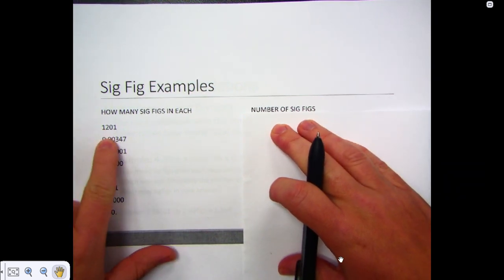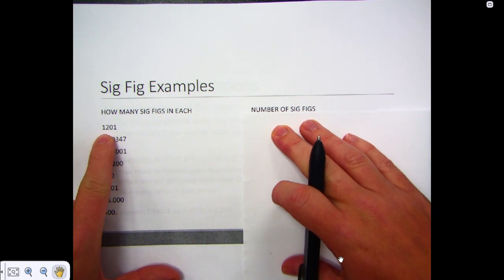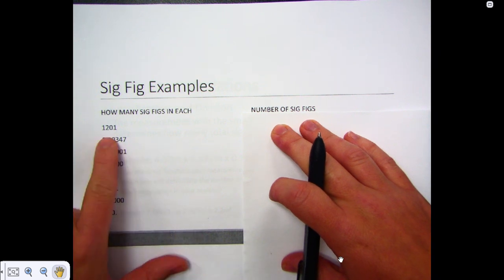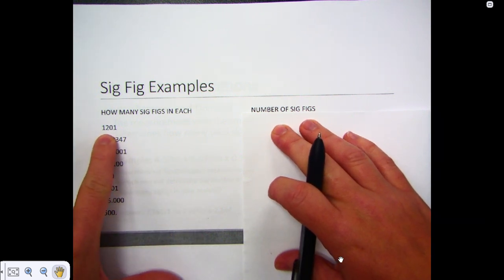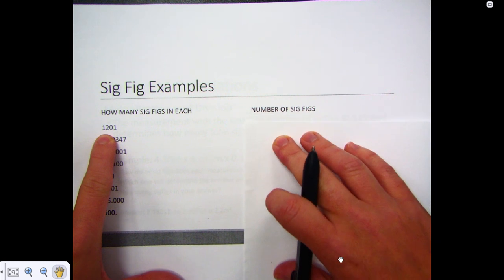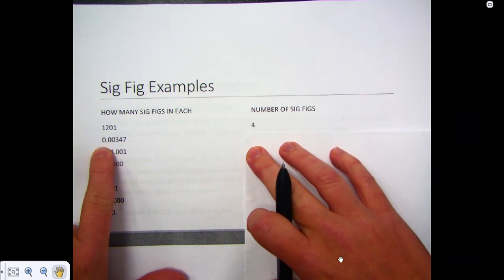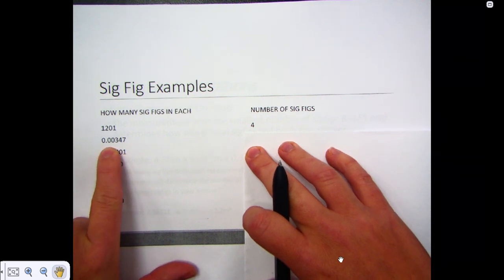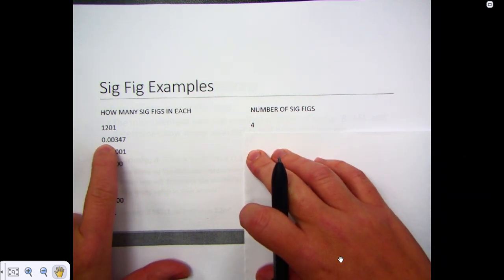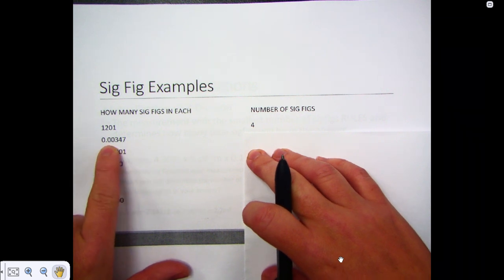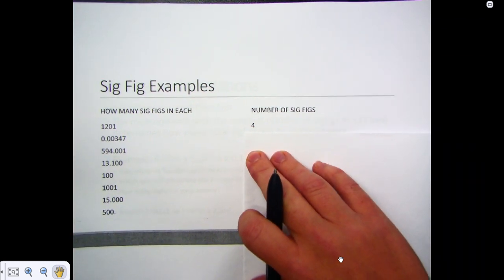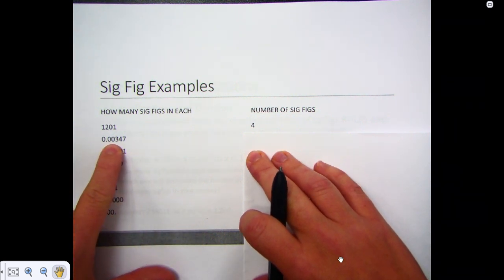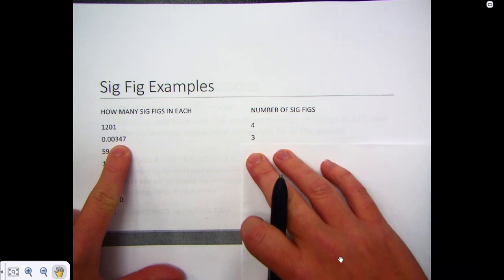All right, so in the first one, 1,201. So I've got the 1, the 2, and the 1 automatically count because they're not zeros. And then the 0 in between is sandwiched. So this would have 4. Okay. For the next one, 0.00347. These zeros in front are just spacing our decimal. They are leading zeros. Therefore, if I were to put that into scientific notation, they wouldn't count. So this one, we'd start counting at the 3. 347 would only have 3.